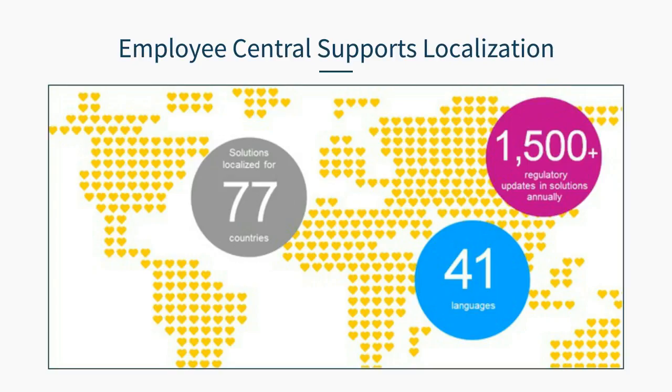Currently, in terms of Employee Central supporting localization, we do have solutions localized for 77 countries. Now, this is something that we already deliver to our customers. So there are already country-specific fields that can be built out for 77 countries. And as Rebecca mentioned, we currently support over 40 languages, 41 to be exact, which you can pick and choose which of those languages you want to turn on and translate your data for in your system. As well, we provide over 1,500 regulatory updates and solutions annually.